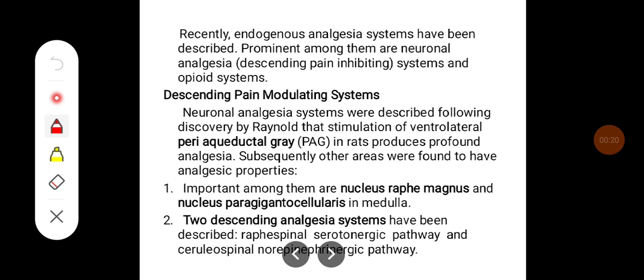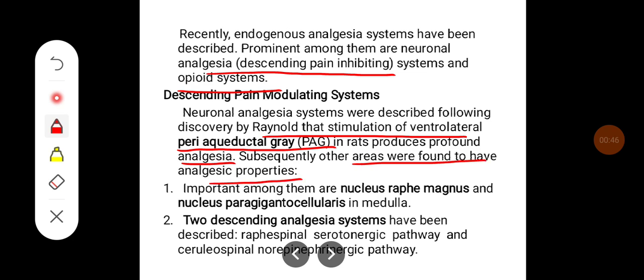Recently, endogenous analgesic systems have been described. Prominent among them are neuronal analgesia, that is a descending pain inhibiting system, and opioid systems. Descending pain modulating systems: neuronal analgesia systems were described following the discovery of Reynolds that stimulation of the ventrolateral, that is periaqueductal gray in rat produces profound analgesia. Subsequently, other areas were found to have analgesic properties. The important among them are nucleus raphe magnus and nucleus paragigantocellularis in the medulla.